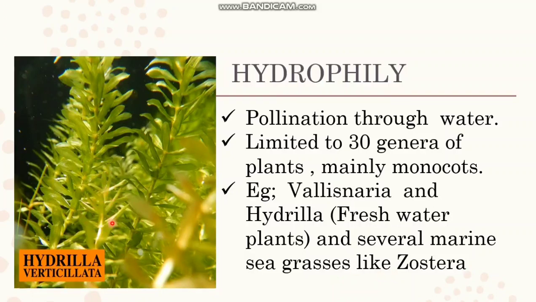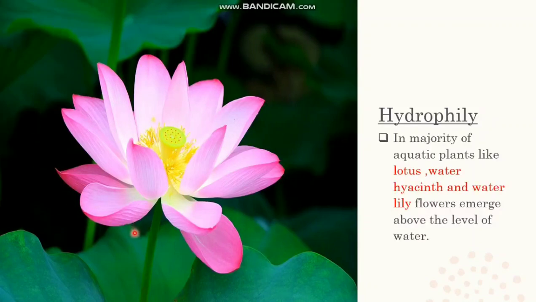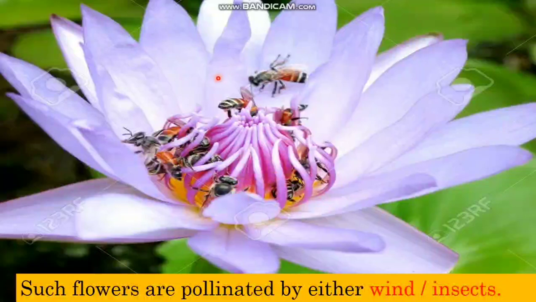This is Hydrilla. Now in the majority of aquatic plants like the Nelumbo lotus, water hyacinth and water lily, we find that their flowers emerge above the level of water. In many of them, the flowers are very beautiful and they attract insects for their pollination. So, in the majority of aquatic plants, the flowers are pollinated by either wind or insects. And as we discussed, there are only 30 genera where the pollination is by water.